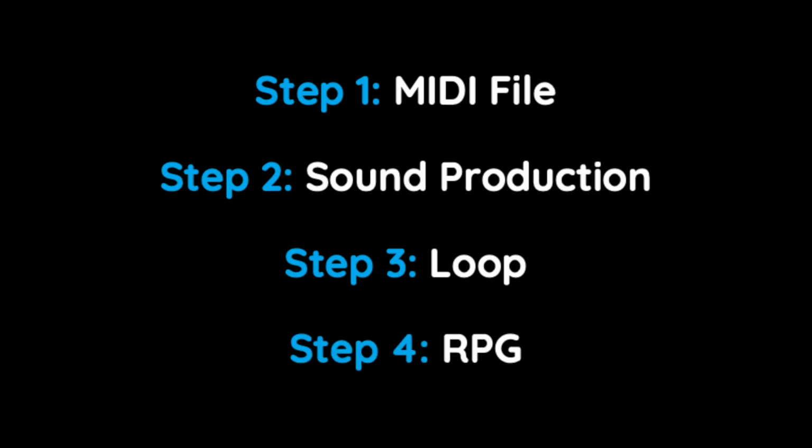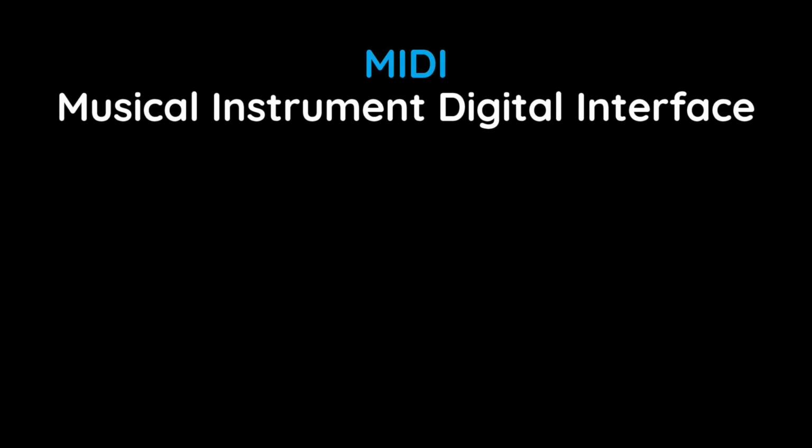The first step will be creating a MIDI file, the second step will be sound production, the third step will be audio looping, and the fourth step will be the creation of the RPG itself. So let's go ahead and move on to step 1, which will be to create our MIDI file.